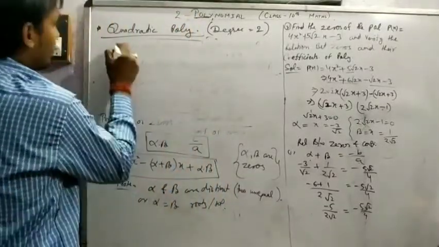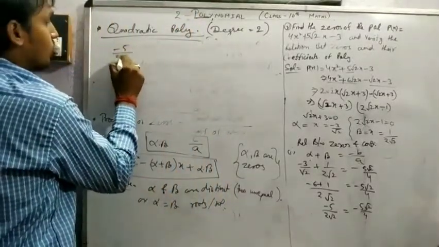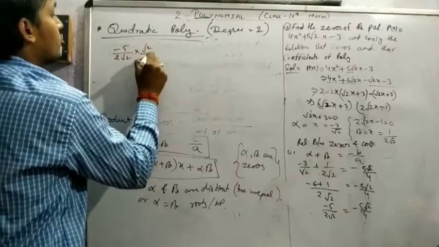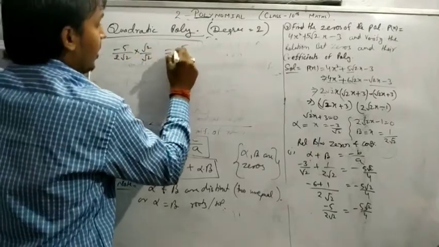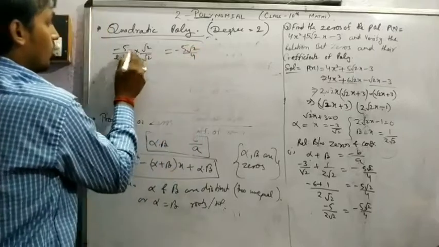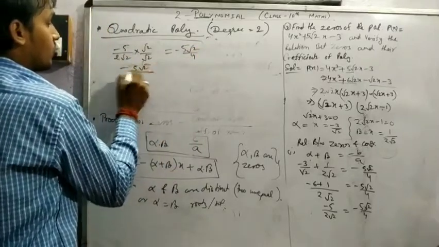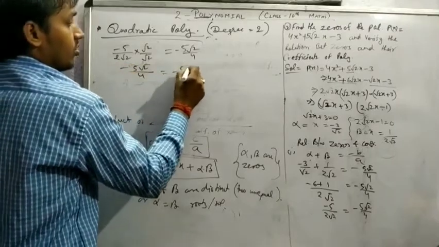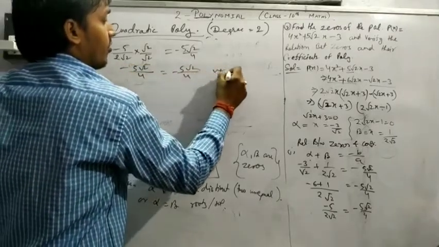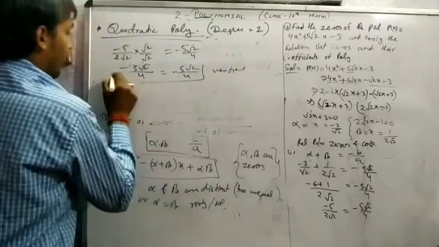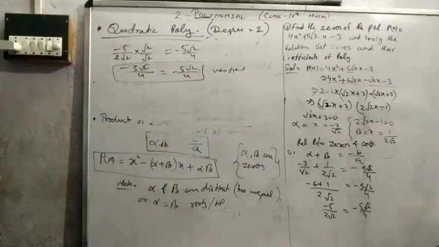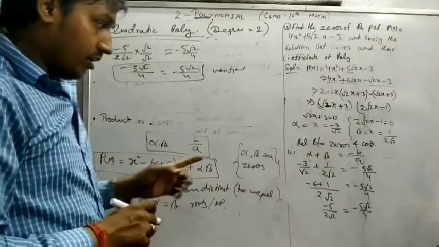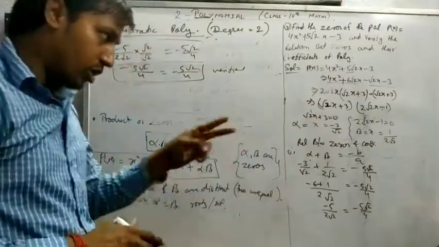So rationalize it. Minus 5 upon 2 root 2: multiply and divide by root 2. Minus 5 root 2 upon 4. So minus 5 root 2, root 2 times root 2 is 2, 2 times 2 is 4. Verified. The first relation is verified. Then verify the second also, both relations.